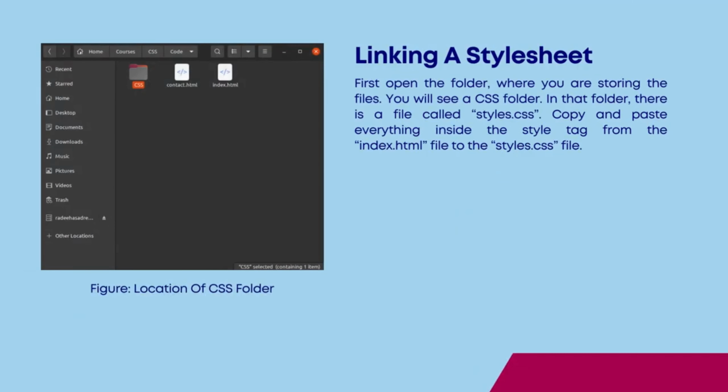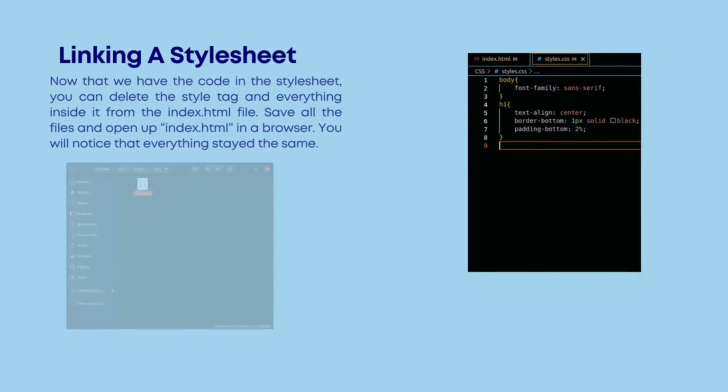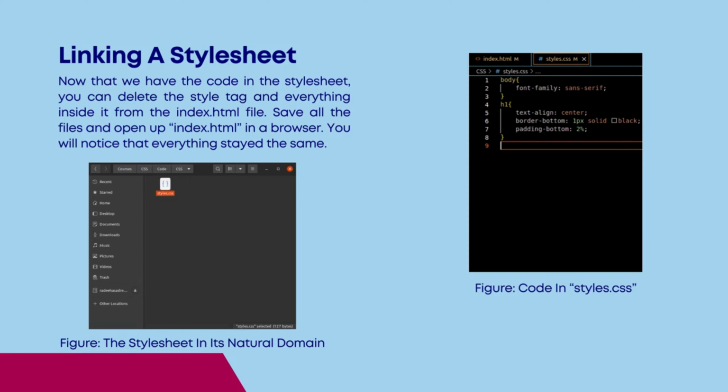First, open the folder where you are storing the files. You will see a CSS folder. In that folder, there is a file called styles.css. Copy and paste everything inside the style tag from the index.html file to the styles.css file. Figure 2. Location of CSS folder. Figure 3. The style sheet in its natural domain. Figure 4. Code in styles.css.